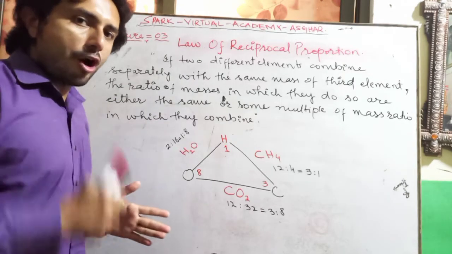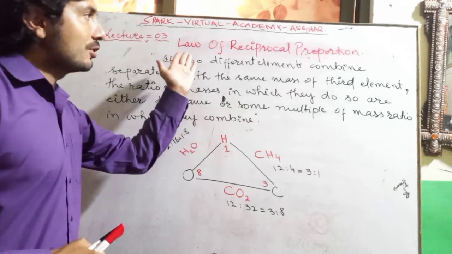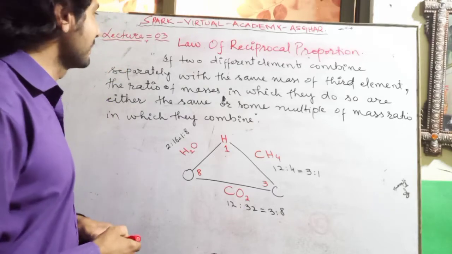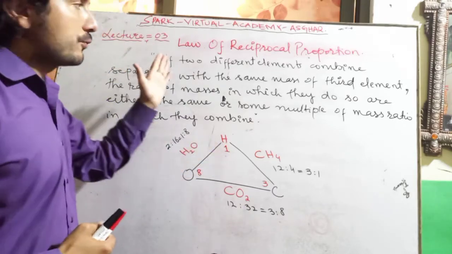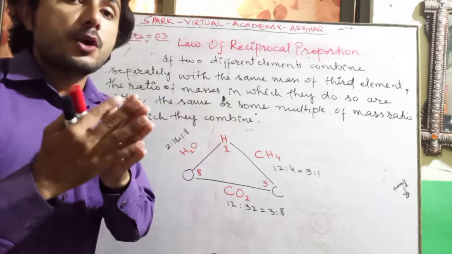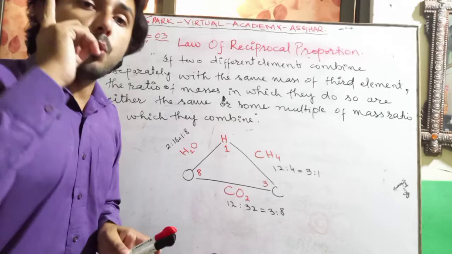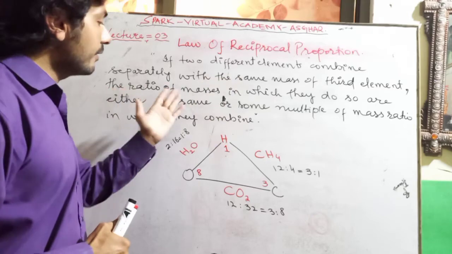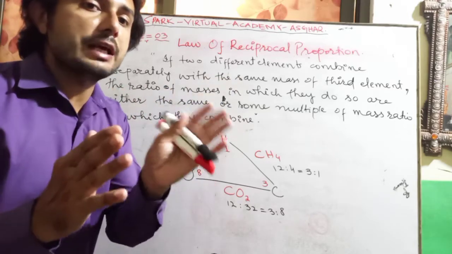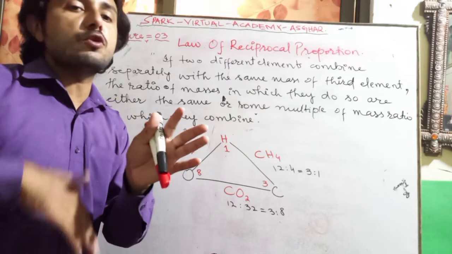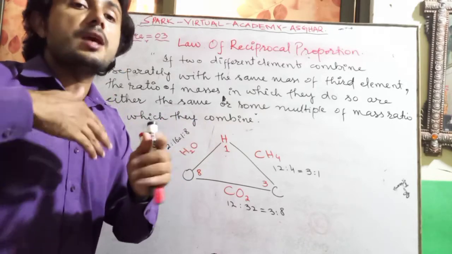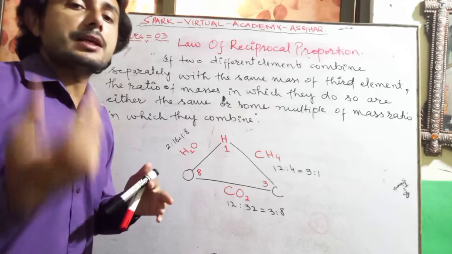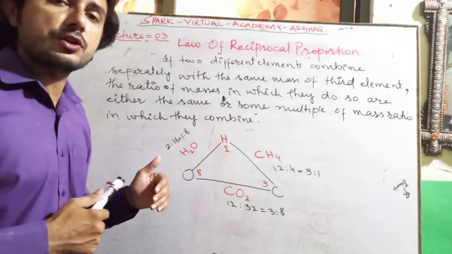Okay, students, the last law of chemical combination is the law of reciprocal proportion. It states that if two different elements combine with a fixed mass of one element, then the ratio of masses in which they combine with each other would be either the same or a multiple of that mass ratio. It will be easier to understand with this example, as you can see there.